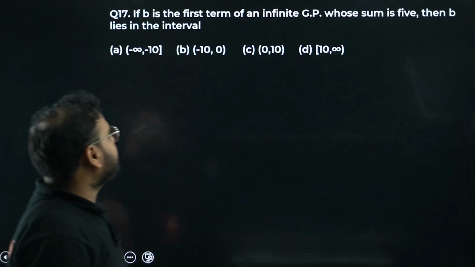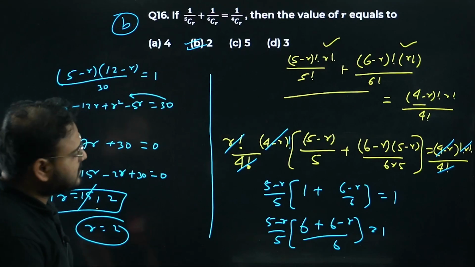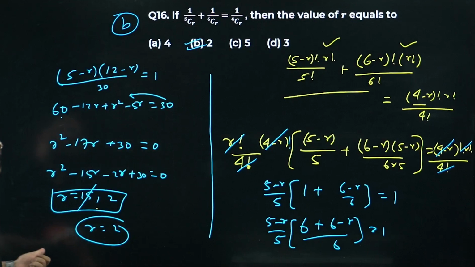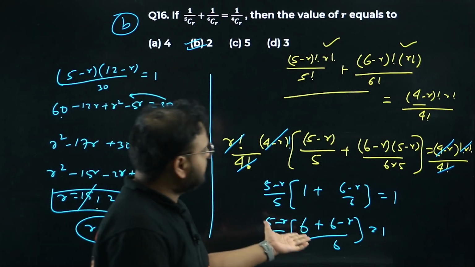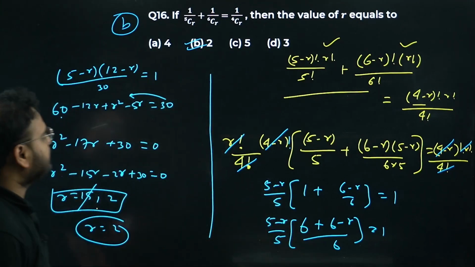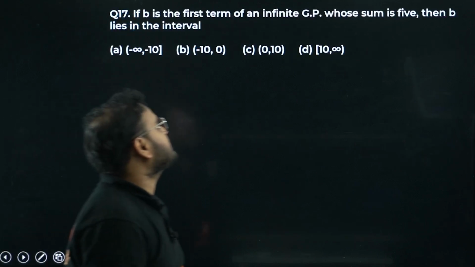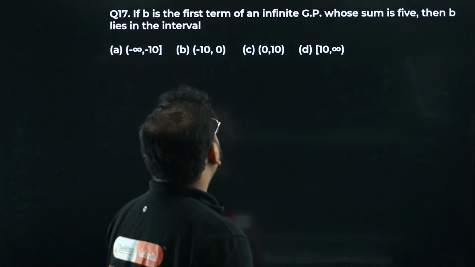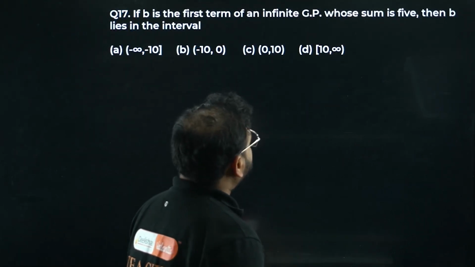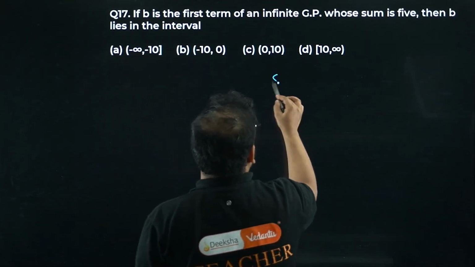If B is the first term, have a look first. I hope this is clear, right? 16th is done, right? Please check. Everything is clear, no? Okay. Some calculation is there. Not a problem. Again, it's not a P by Q. 17th now. If B is the first term of the infinite GP whose sum is 5, let's see.